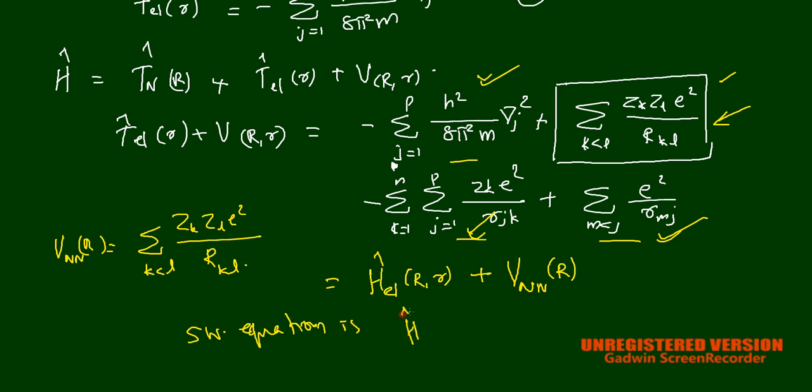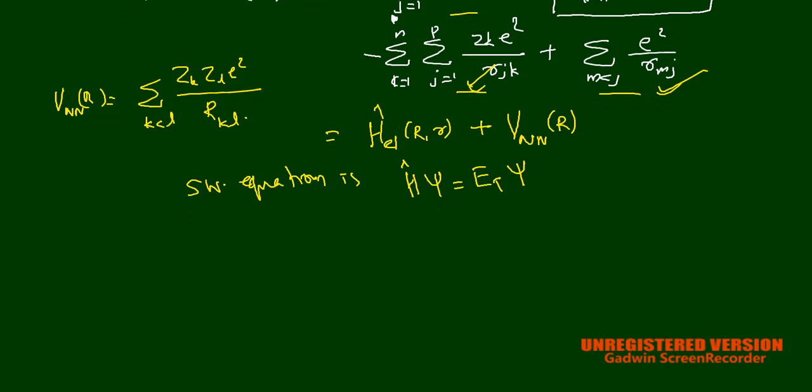So the Schrodinger wave equation is H cap psi is equal to E T psi, where T denotes total. That is the total energy of the system, meaning the energy of all kinds, the kinetic and potential energy of the nucleus and the electron, everything together represents ET. So this is the Schrodinger wave equation. Now we can try to apply the Hamiltonian in this equation.